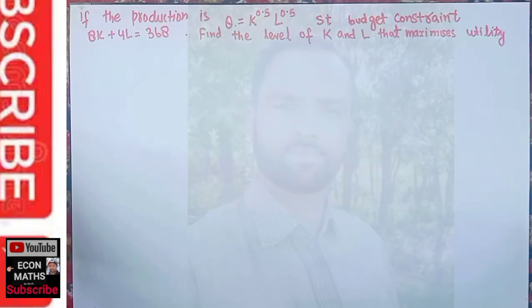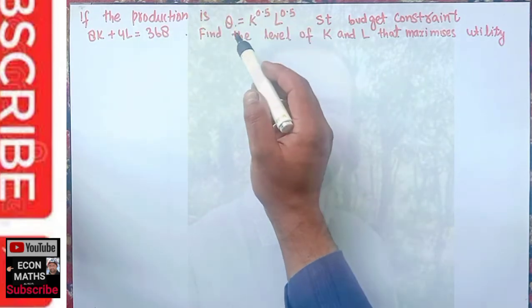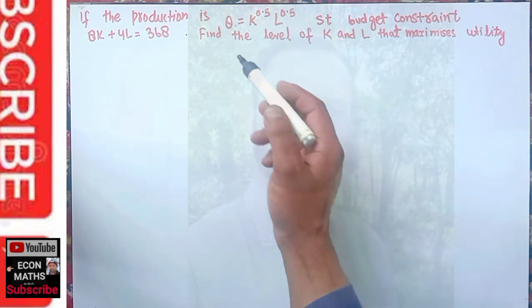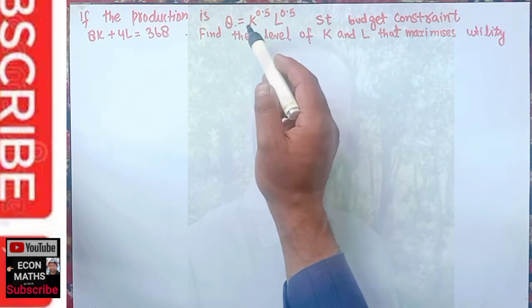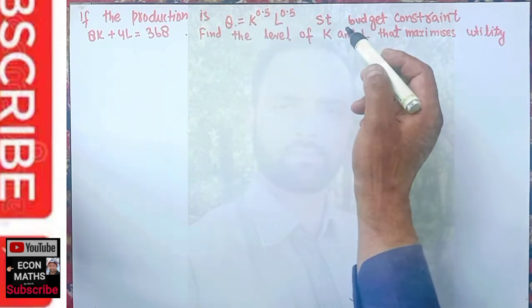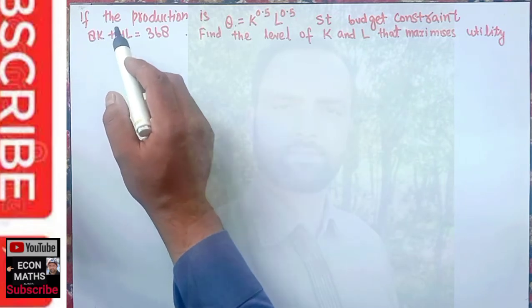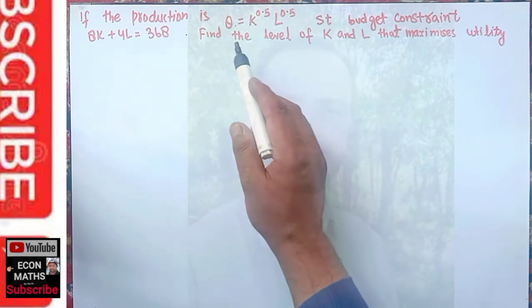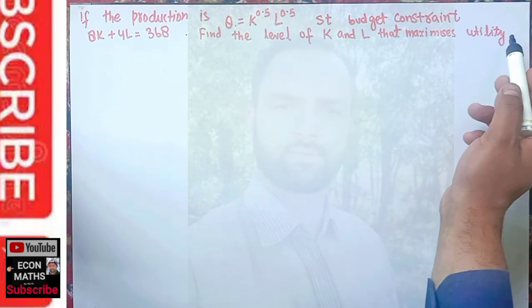In this video, we will try to solve a question on constrained optimization. The question is, if the production function is given as q is equal to k to the power 0.5 l to the power 0.5, where q is the quantity produced and k and l are the inputs of capital and labor respectively, such that the budget constraint is given as 8 times the capital plus 4 times the number of labor hours is equal to 368. We have to find the level of capital and labor that maximizes utility.